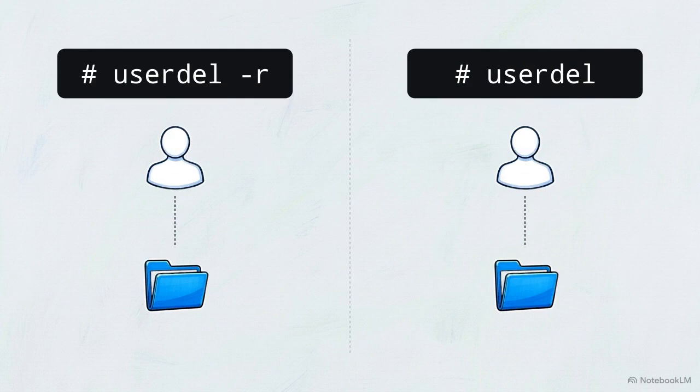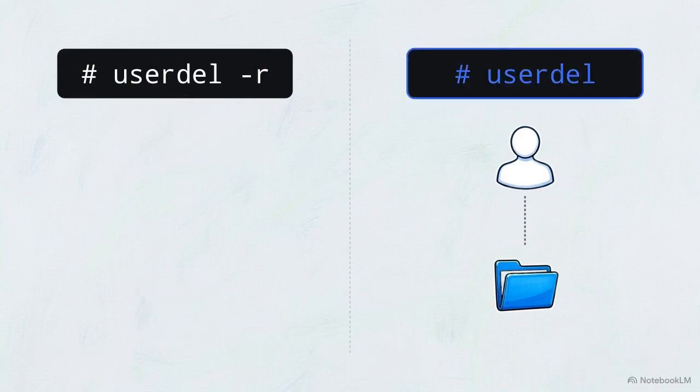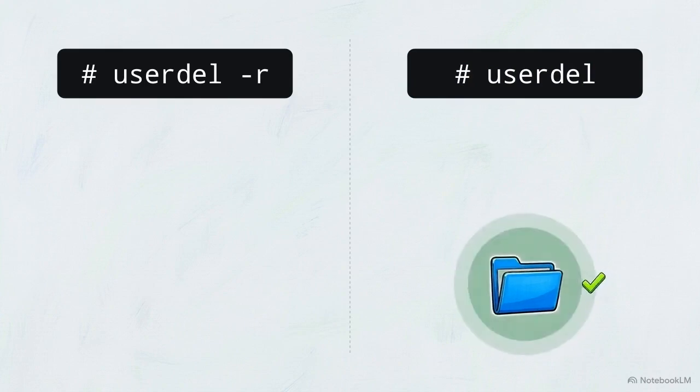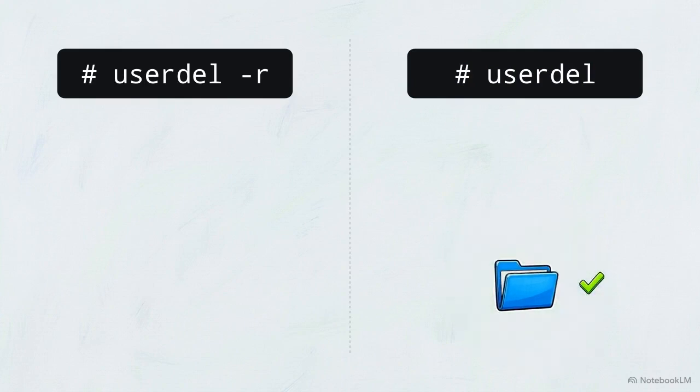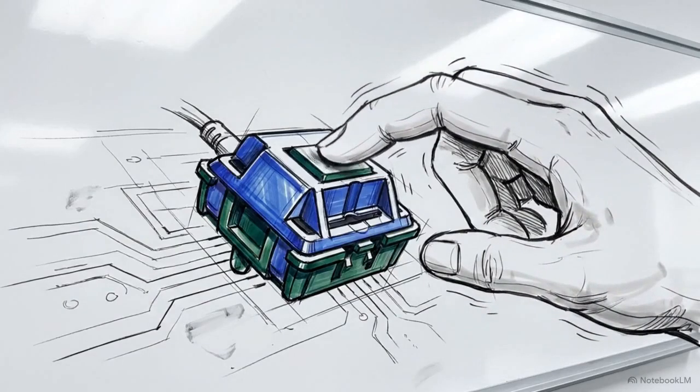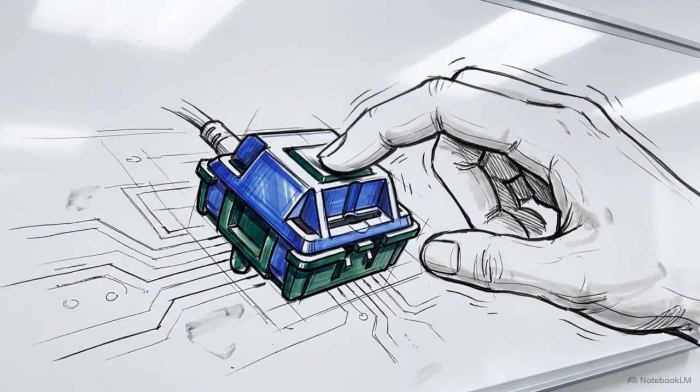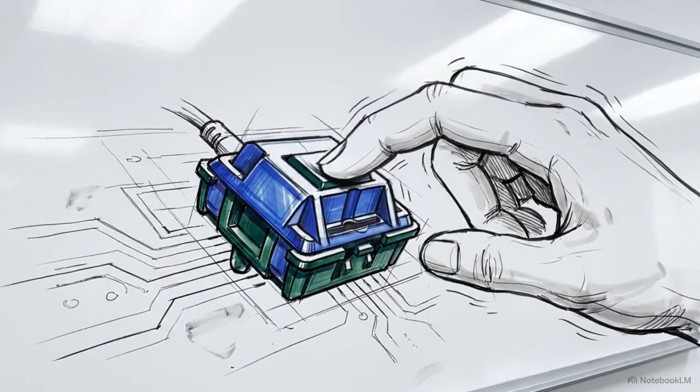On the left, using userdel with the -r option eradicates both the user and their home directory. On the right, running the command bare deletes the user profile but leaves their files on the storage drive. Your burden as an administrator is making that calculated decision. You must choose exactly when total data annihilation is required and when preservation is necessary.